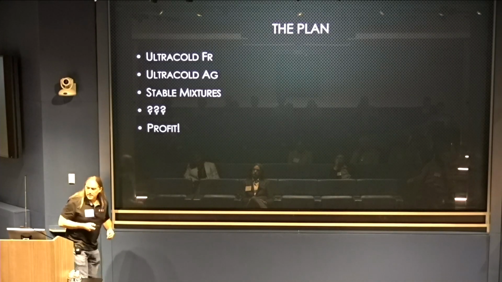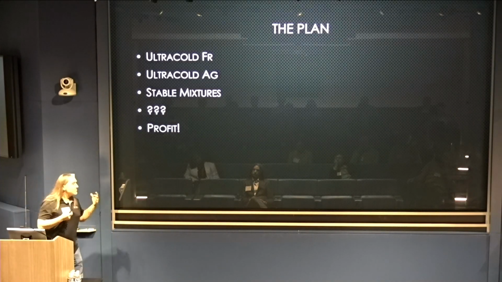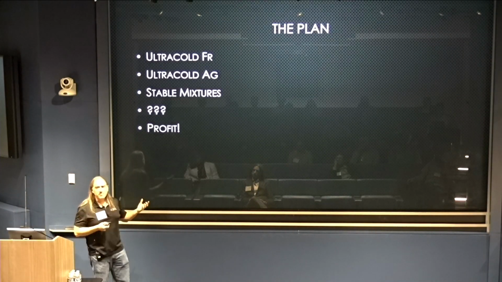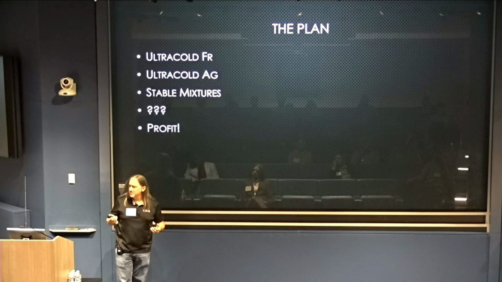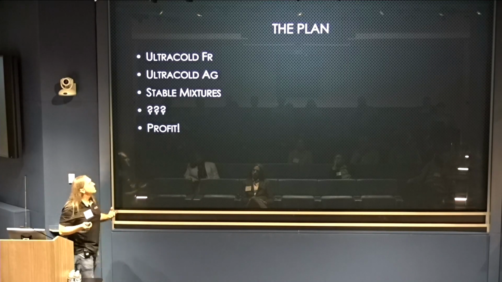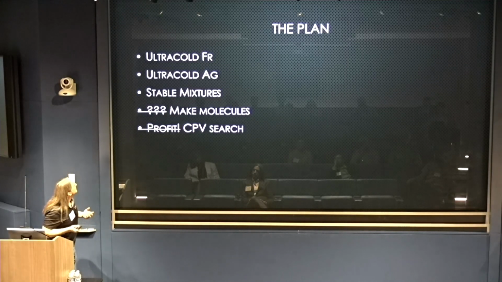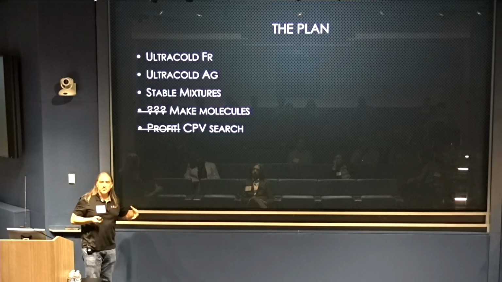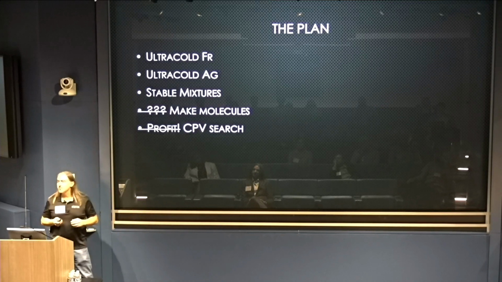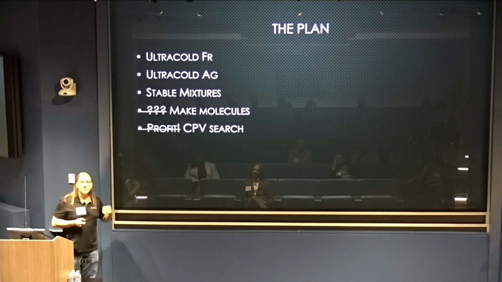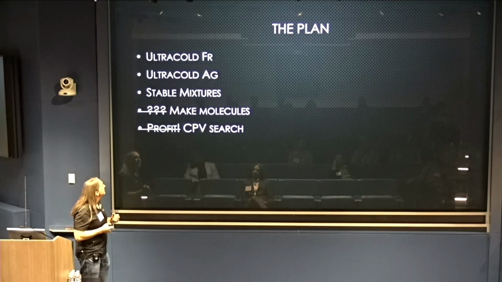There we go. So the plan. First, we make ultracold francium. Then we make ultracold silver. We put them together into a stable mixture. Well, that's an old slide, sorry. We're going to make ultracold molecules from that mixture and then search for CP violation with them.